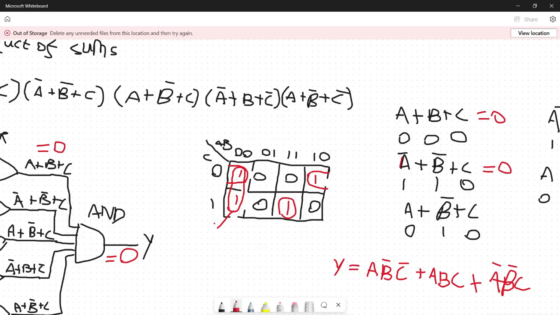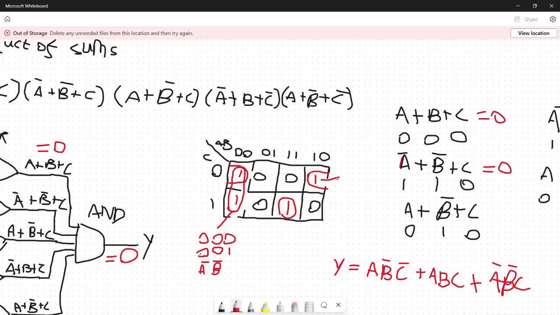Now that means 2 situations satisfy this. 0, 0, 0, and 0, 0, 1, which means that C can be any number here. That means we're going to have A inverse and B inverse. So that means now we can simplify this down to one gate that has two inputs instead of three.